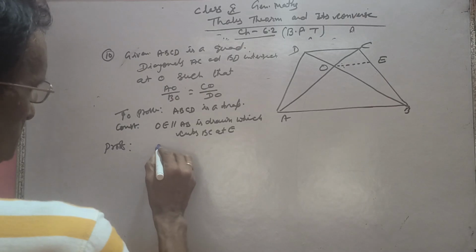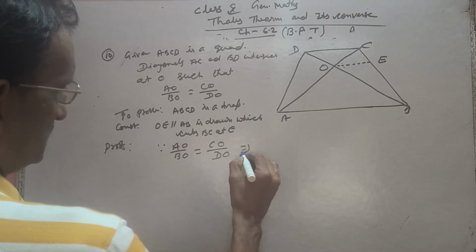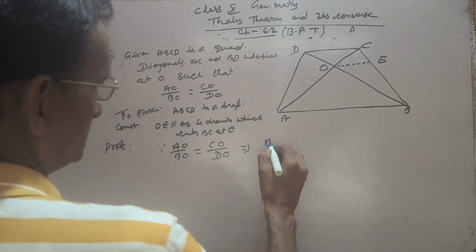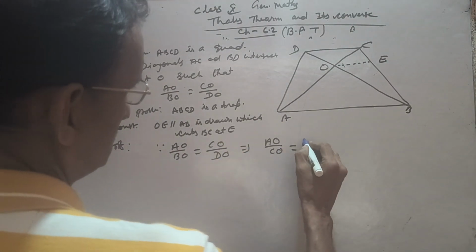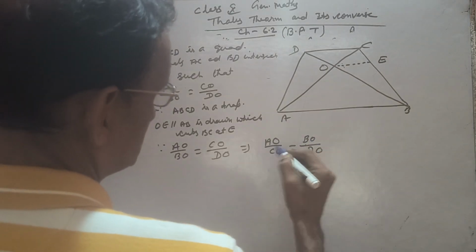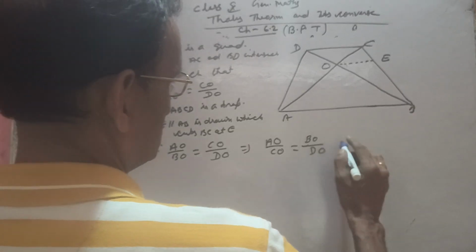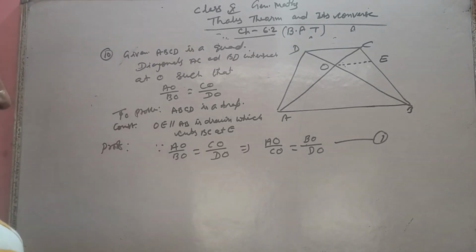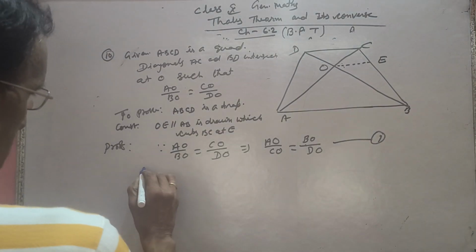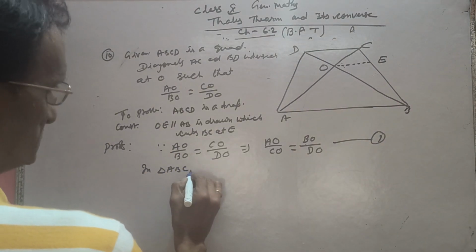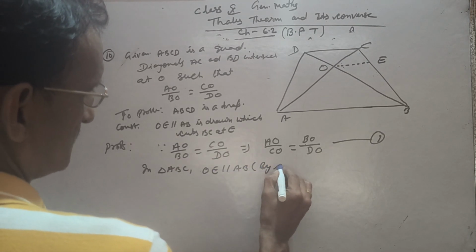See, first what is given? AO by BO equal to CO by DO. Can we alternate it? We can write AO by CO, then this will become BO by DO. This property, if you have done ratio proportion, you know this property is called alternando. So let it be equation 1. Okay, now see, we have triangle ABC in which OE is parallel to AB. So in triangle ABC, OE is parallel to AB by construction.